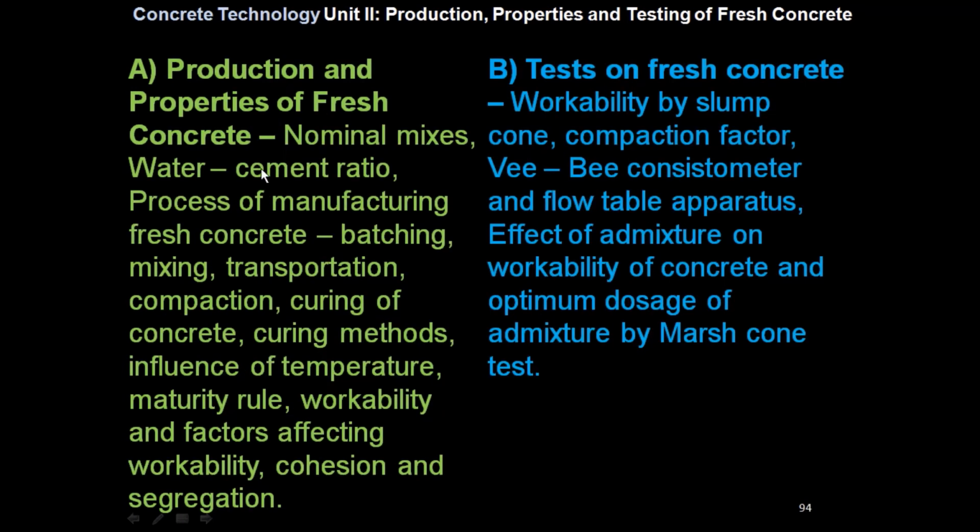So Unit 2 includes Part A, production and properties of fresh concrete. Similarly, it includes Part B, tests on fresh concrete, which includes workability by slump cone, compaction factor, VB consistometer and flow table apparatus, effect of admixture on workability of concrete and optimum dosage of admixture by Marsh cone test.